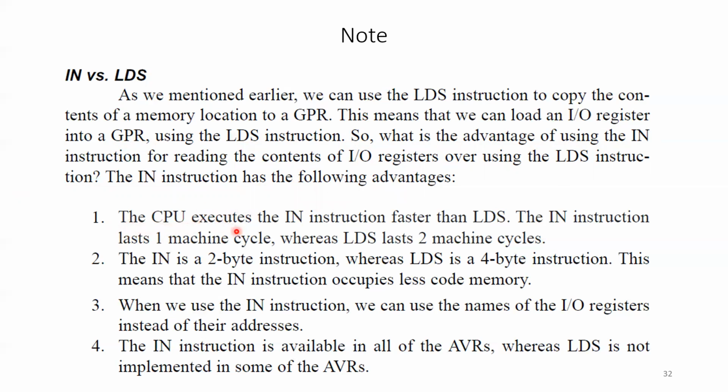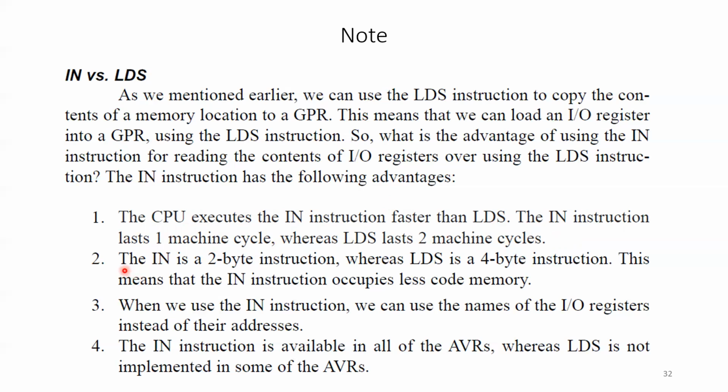First, the CPU executes the IN instruction faster than load from space. So in this case, we do prefer to use IN instead of LDS, because it's going to be executed faster. The IN instruction lasts one machine cycle, whereas load from space lasts 2 machine cycles. So this consumes less time in capturing the data from input ports.